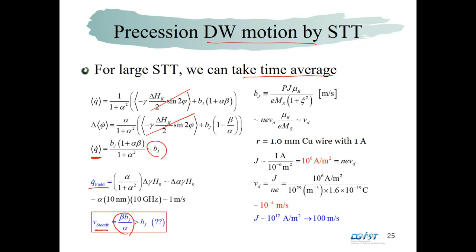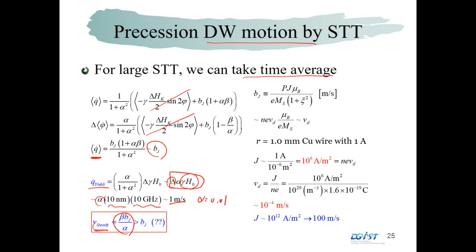And Q dot in the field driven motion has this form. I already mentioned gamma H0 is on the order of 10 gigahertz and delta is on the order of a few nanometers. So when alpha is 0.01, which is a typical value, we can obtain a velocity on the order of meters per second.